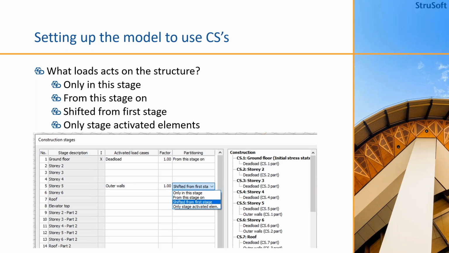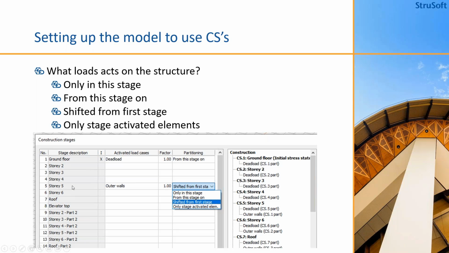So when we are moving away from the structure and moving into the loads, it's possible to add the loads. So you have the load cases defined, and then you basically just define from what stage each load case will act. So here we see that in the ground floor, which is my initial state, I will activate the dead load, and this will act from this stage on.